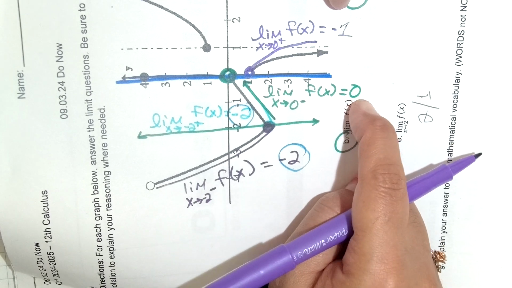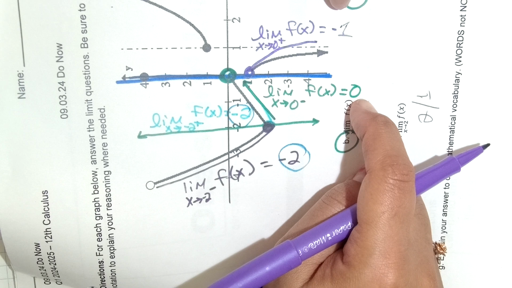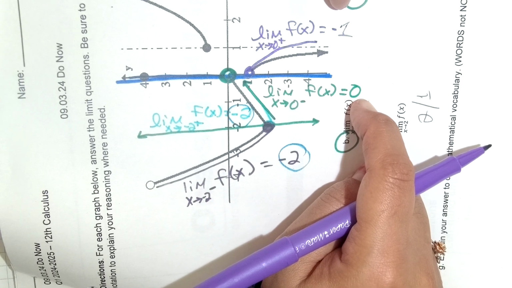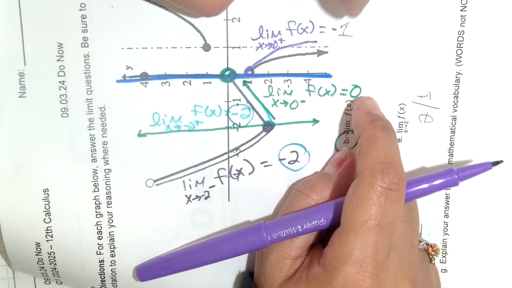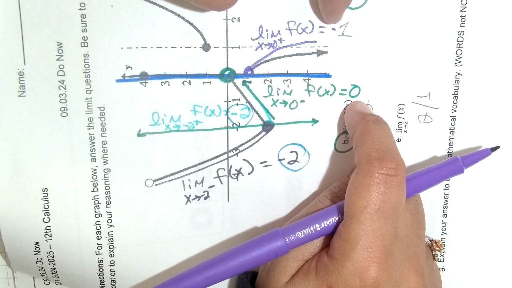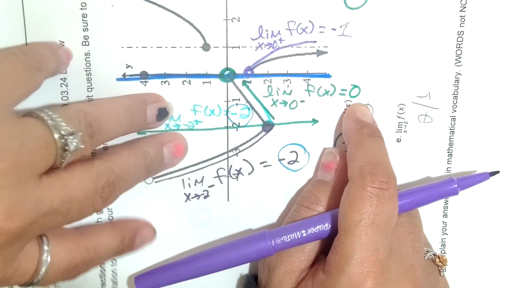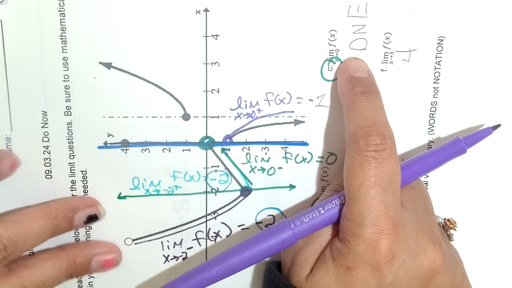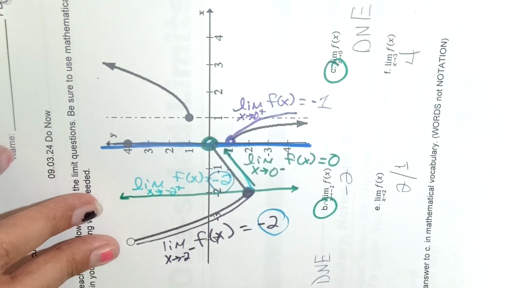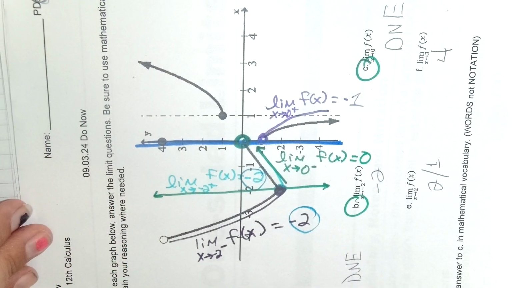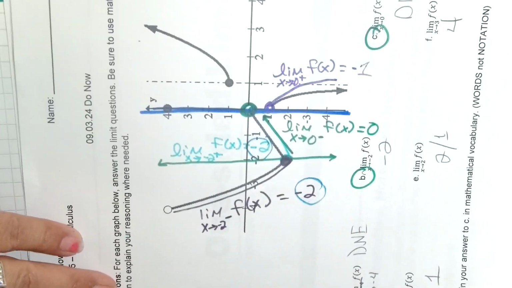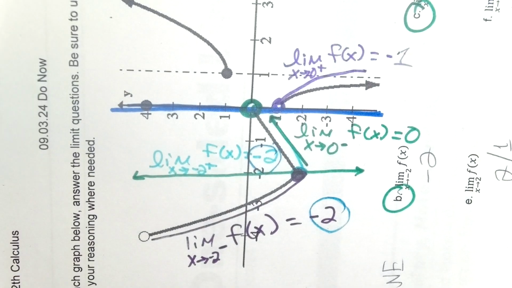So what's that mean? We don't know. Does not exist. Remember, they have to approach the same number. Otherwise, it's D and E. That's why mathematically, this one does not exist. I'm going to zoom in so you can see it. When you're done copying this down, take out the example sheet.